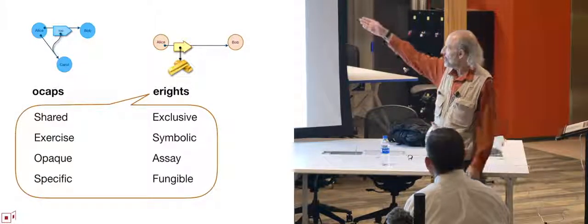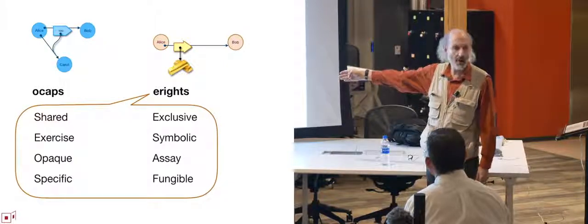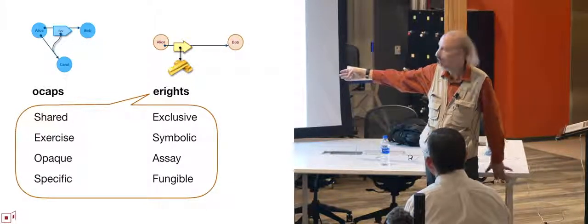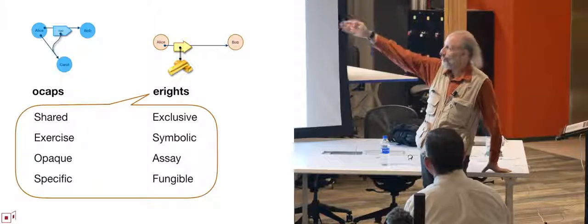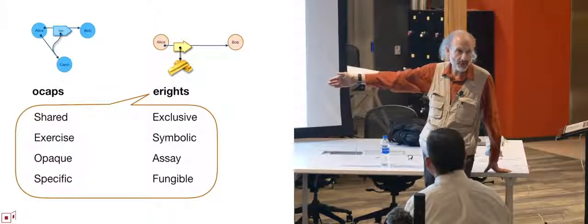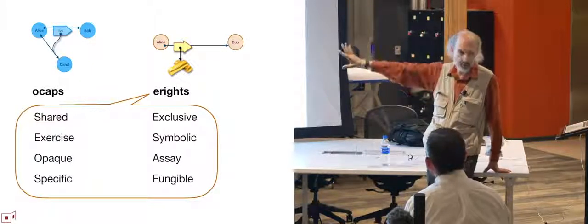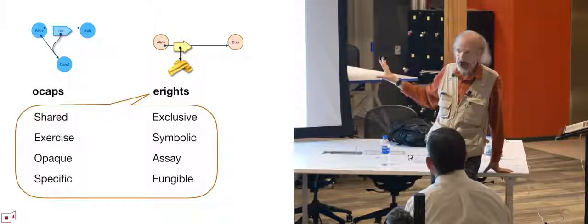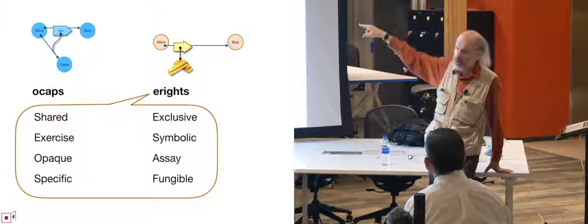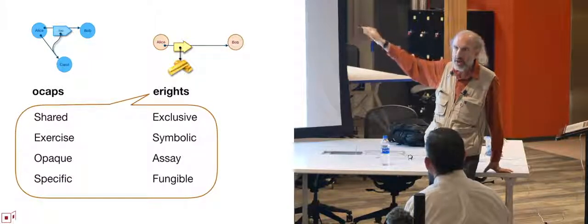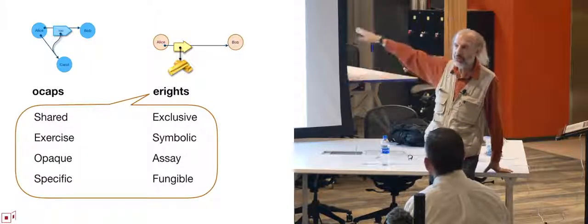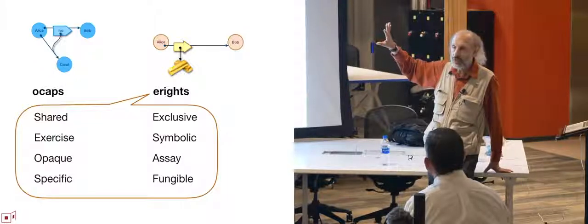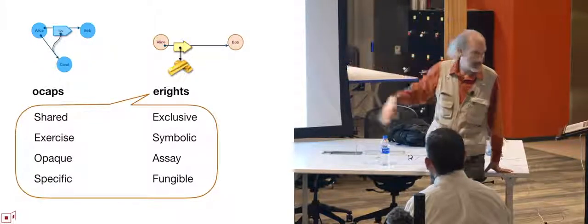Now, it's not that E-rights represent just the right-hand column. OCAPs represent just the left-hand column. That part's true. But this contrast is showing us a taxonomy with multiple dimensions. And we want a language for talking about electronic rights that covers all the dimensions of variation described by this taxonomy.